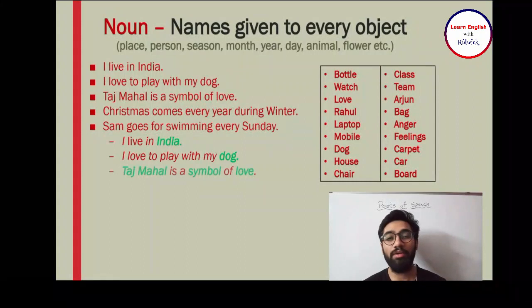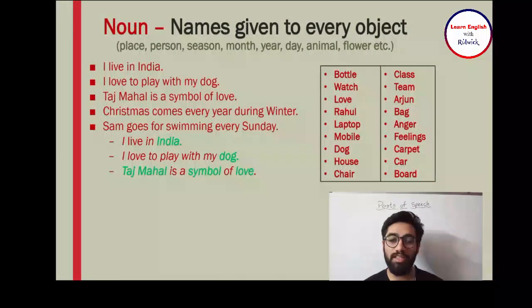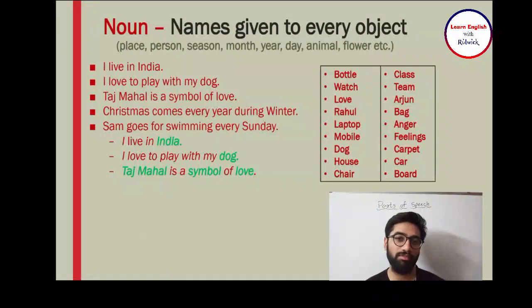The next sentence, as I said, has 3 nouns. First is the Taj Mahal, that is the name of the monument. Second is symbol, and the third is a feeling, that is love. So love is an abstract noun because we cannot count love, we cannot calculate sentiments. Hence it comes under the category of abstract noun.